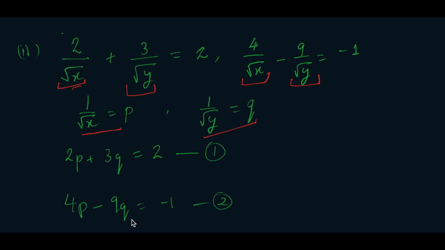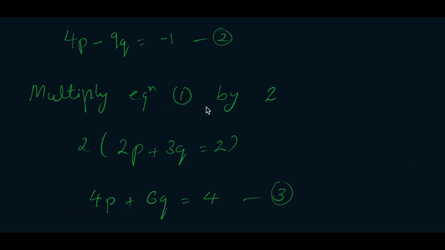and 4p minus 9q equals minus 1. Now we have the equations in the linear form. So to solve this, let us multiply our equation 1 by 2. So we multiply our equation 1 by 2, we get 4p plus 6q equals 4. Let us label this as equation 3.